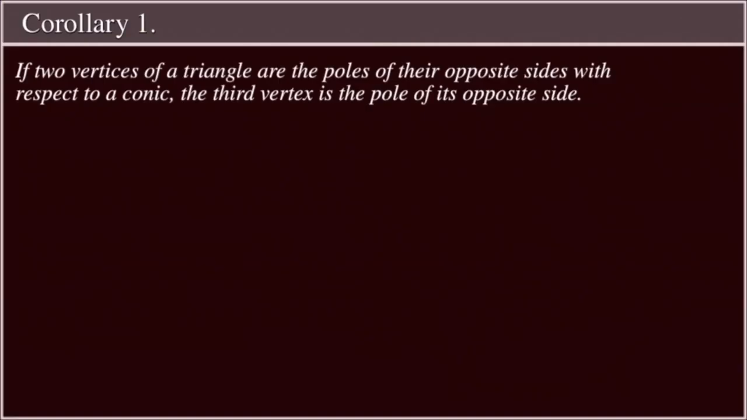Corollary 1. If two vertices of a triangle are the poles of their opposite sides with respect to a conic, the third vertex is the pole of its opposite side.